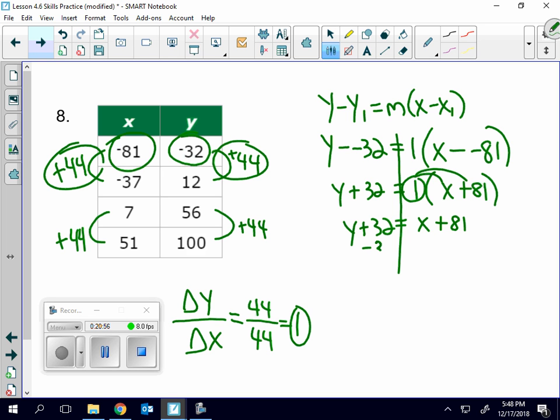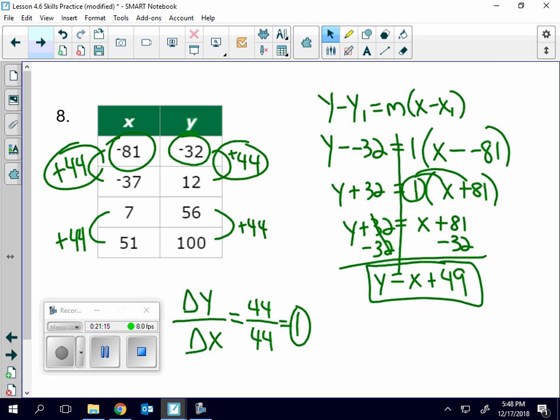And we will subtract 32 from both sides, leaving me with y equals x plus, let's see, 81 minus 32 is 49. Okay, and that is the lesson.